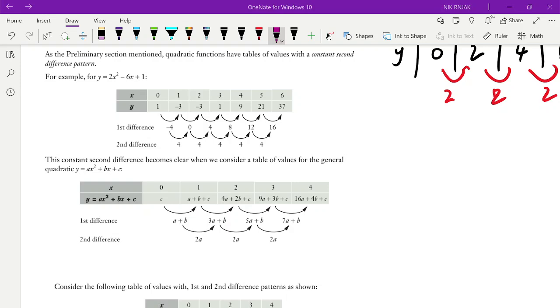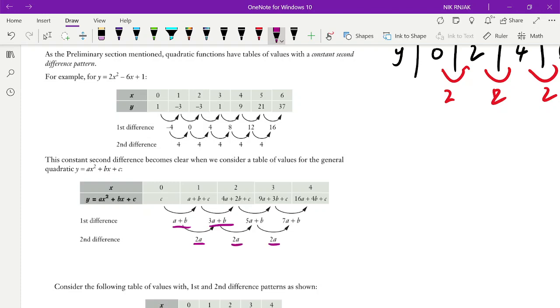And then if we just did this generally, we found the first difference. So a plus b plus c minus c would give us a plus b. And if you did that minus this, then you get 3a plus b, etc. Now if we find the second difference, notice you're always going to get, if you do 3a plus b minus a plus b, 2a. You're also going to get 2a here, and 2a here.